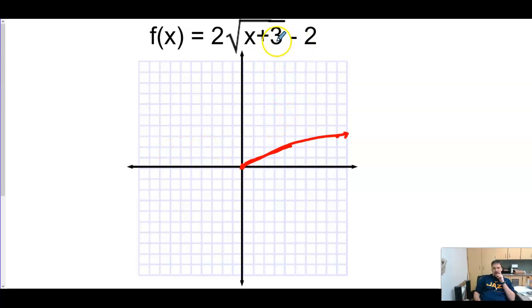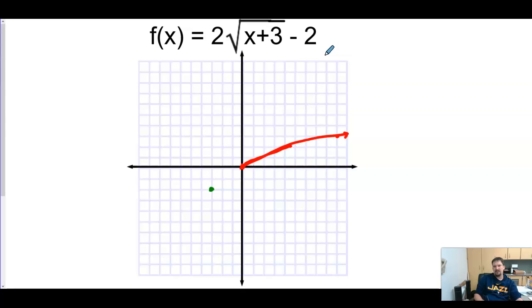So this tells me I'm going to go left 3, down 2. So 1, 2, 3, down 2. 1, 2. Okay, and typically I would go over 4 and up 2 because that's what I did for this one. However, this time I have a stretch of 2. So because of the 2, we can't just go through that point. We actually need to plug in a point to see where it's going to go through.